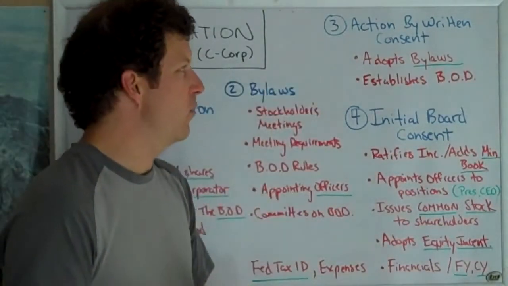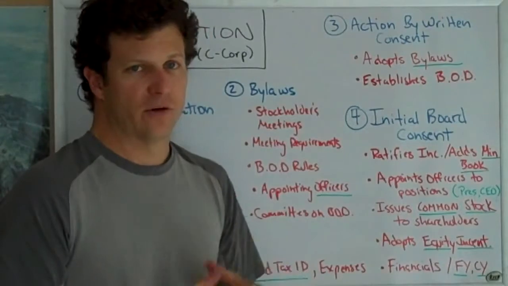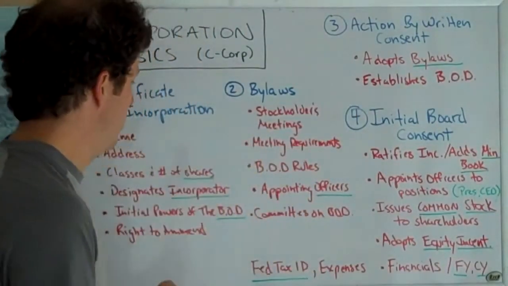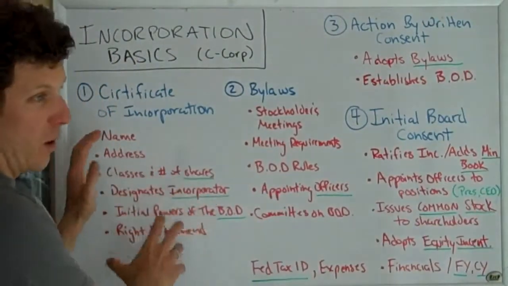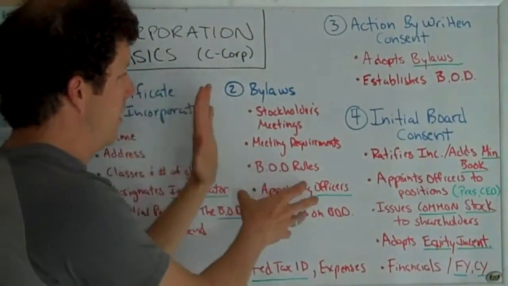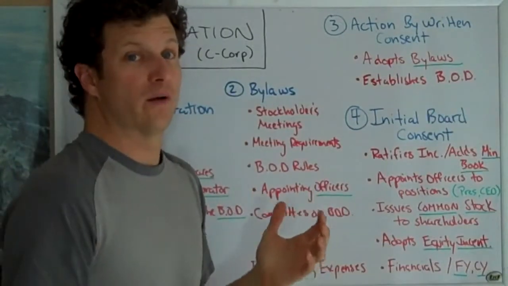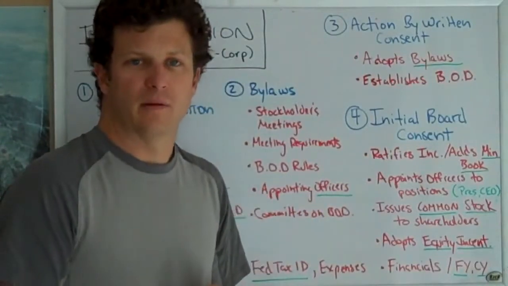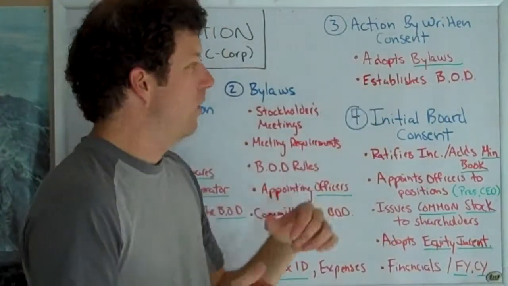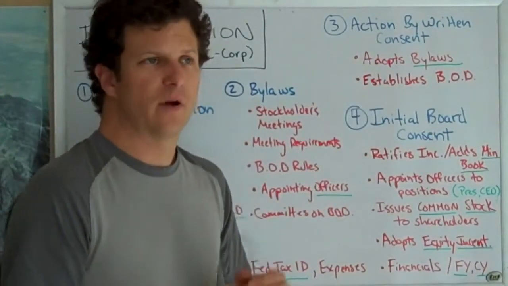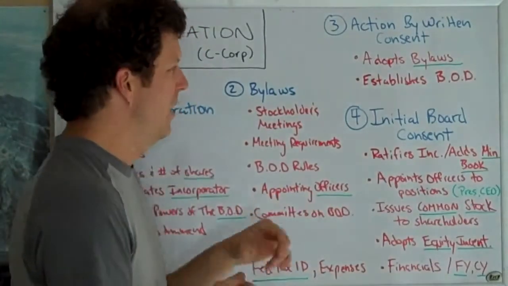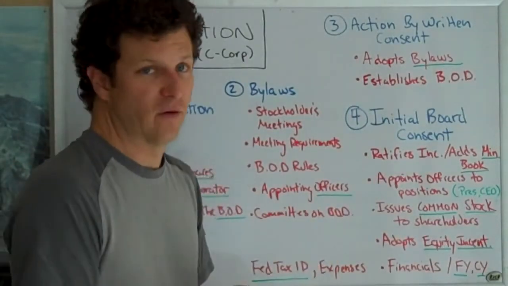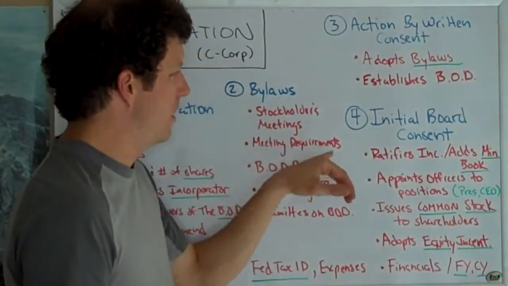The third is the action by written consent, and you'll hear that referred to as the action by written consent of incorporator. This adopts the bylaws. Remember, these are the basics. The bylaws are like, okay, here are all the rules for how we're going to run the company, and this action by written consent says the bylaws are now adopted and they become law. It also names the board of directors. There are some variations on this, but these are the basics. It may actually say these 3 guys or these 5 guys are on the board of directors. That's a relatively short document.